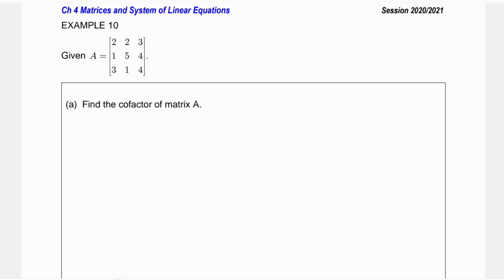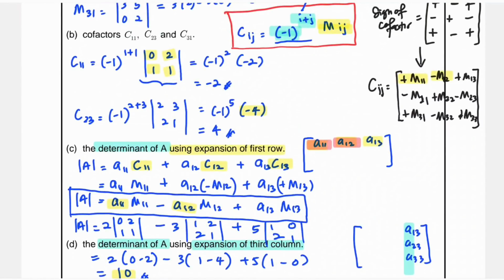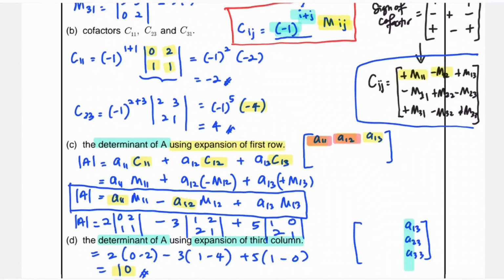Okay, continue with example 10. You are given a matrix A and the question asks to find the cofactor of matrix A. The cofactor of matrix A consists of Cij, which before this I already gave you the summary of: positive M11, negative M12, positive M13, and so on. It's the same with this one. So we are going to use this to answer this question.